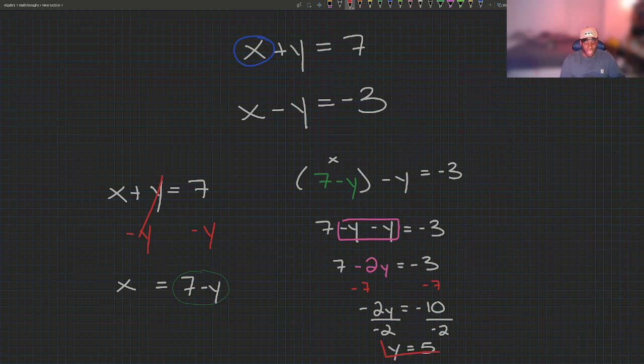It's good to have that. We're about halfway through the problem, but we're not completely done, right? We have to find a y value. We also have to find an x value. And so what we're going to do is take that y value and plug it into either equation, whichever one we feel the most comfortable with.